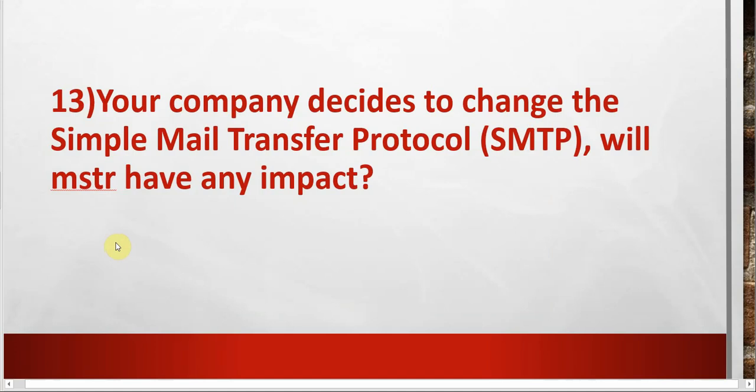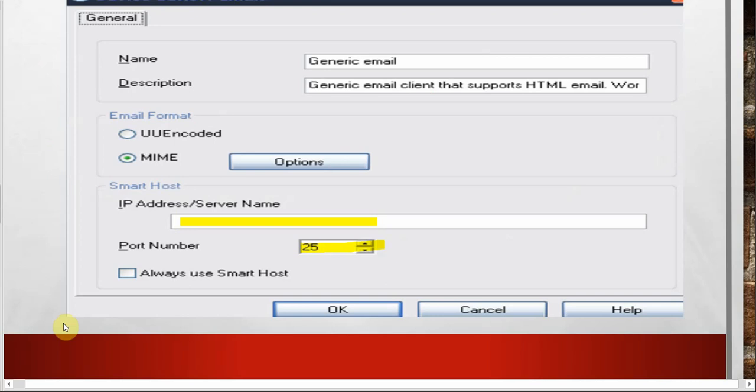Next question is, your company decides to change the simple mail transfer protocol. Will MSTR have any impact? Yes, it will, because we are using Distribution Services to send the reports. We have to go to the delivery engine, and here we get the option of IP address and the port number. This is the SMTP server which is configured, that is for generic email in the delivery, and here we can check it.